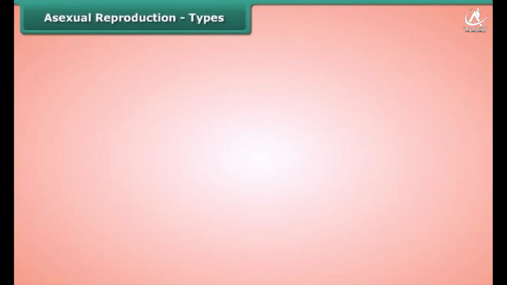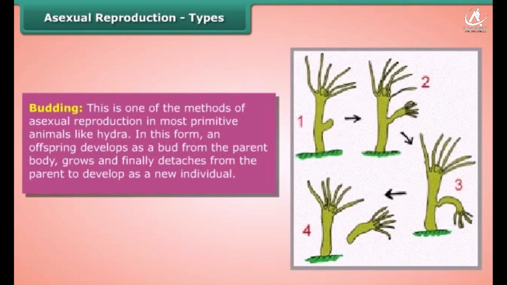Asexual reproduction. Types. Budding. This is one of the methods of asexual reproduction in most primitive animals like Hydra. In this form, an offspring develops as a bud from the parent body and grows and finally detaches from the parent to develop as a new individual.